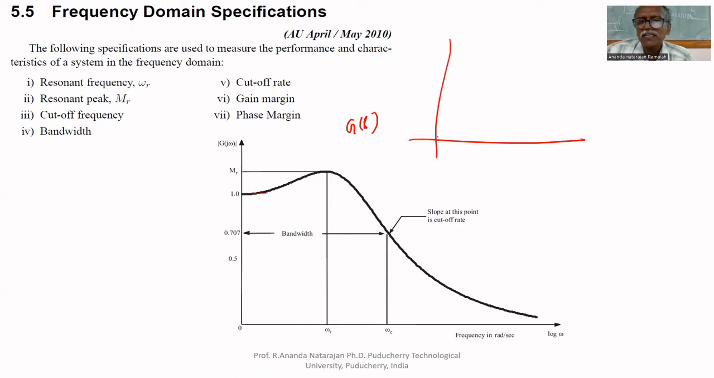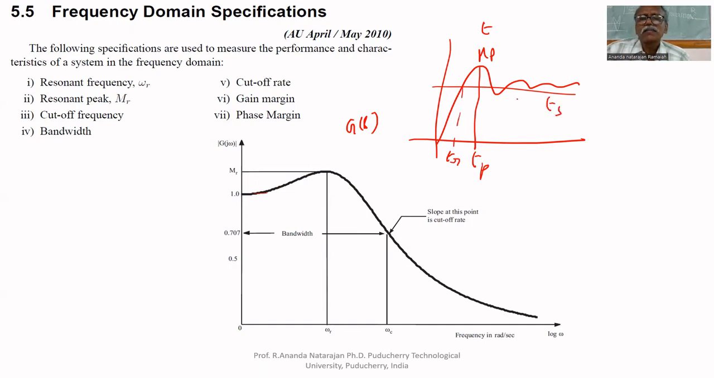Time domain specifications we found in that response. This is overshoot MP. At this time, this is called TP. Rise time TR. And settling time TS. These are all we found in time domain specifications. Like that, here also we can specify some responses.